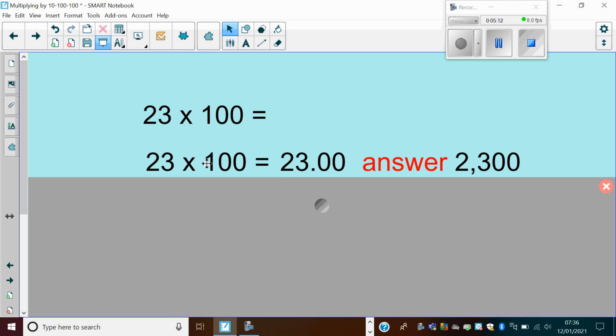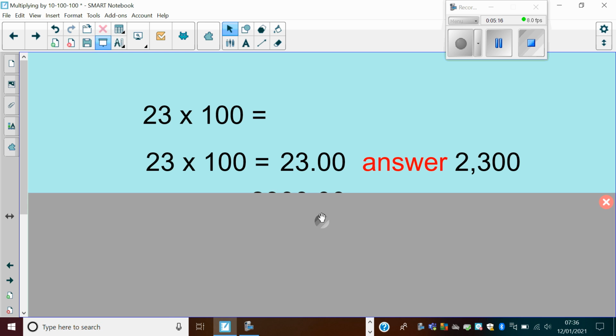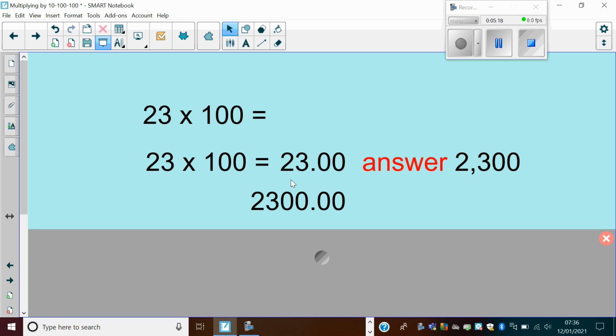we could say that 23 is exactly the same as 23.00. And if I put the decimal point in, I move the 23 two places this time, because I've got 2 zeros, two places to the left. Maybe I'll do it down here for you. 1, 2. I now have my 23.